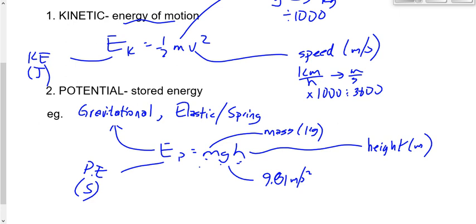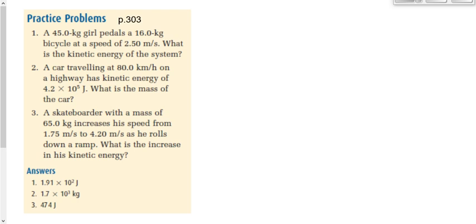All right, yesterday we had 3 questions for homework. I want to take a look at those 3 questions right now on page 303. Let's have a look at 2 and 3 here. Number 2 says a car traveling at 80 kilometers per hour on a highway has a kinetic energy of 4.2 times 10 to the 5 joules. What's the mass of the car?